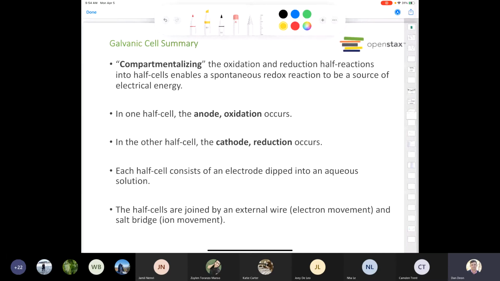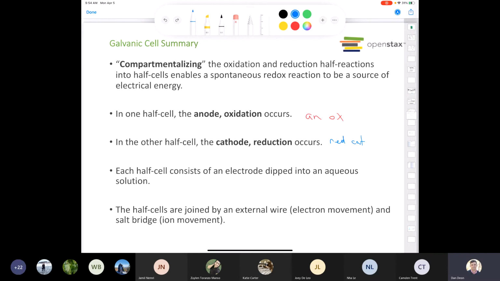One half cell has the anode. That is where oxidation occurs, right? The whole An Ox thing. The other half cell is the cathode. And I told you we have Red Cat. Hopefully you won't forget that. Each half cell consists of an electrode that's in an aqueous solution. Notice that it didn't necessarily say an active electrode. It could be an inactive electrode. We join the half cells by a wire and a salt bridge, and there you go. We can harness the flow of electrons.